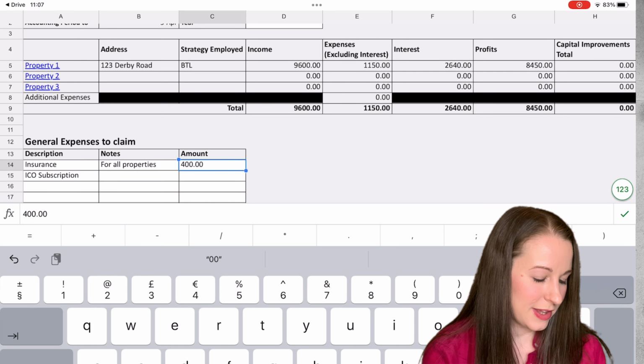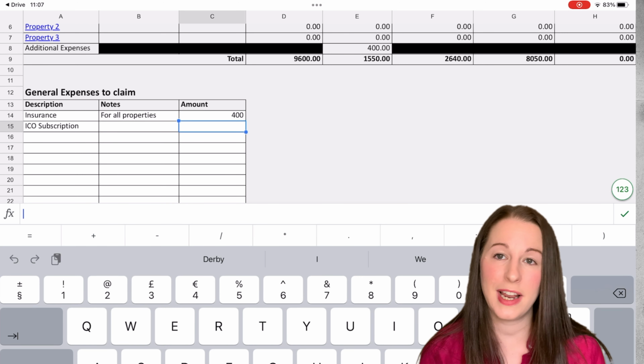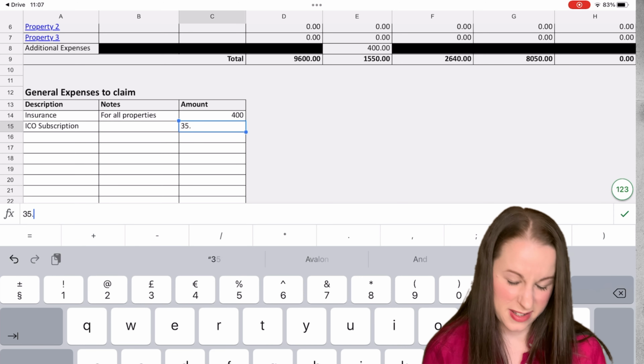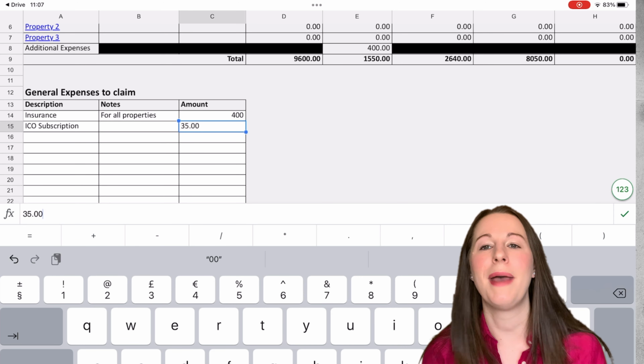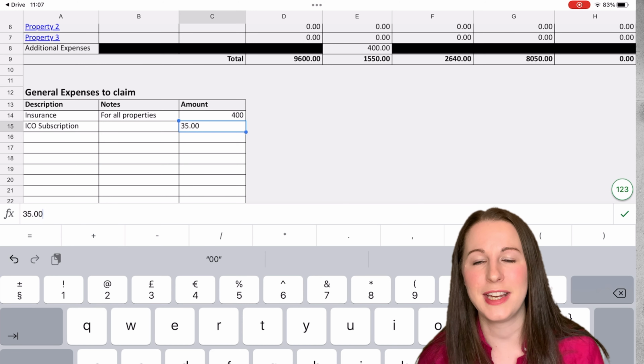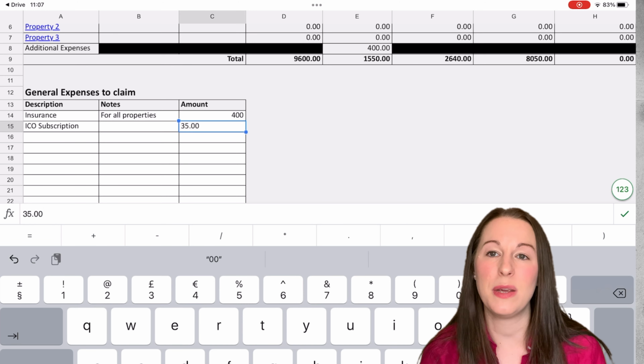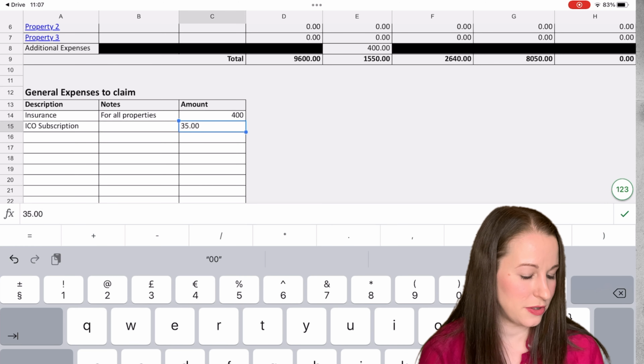Now, I've got also things like the ICO subscription as a reference point there, where I've had to pay the £35 because I'm managing it myself. You may or may not need this. You just need to check the rules, what it says on the ICO website, and see whether you need to be registered or not for that sort of thing.